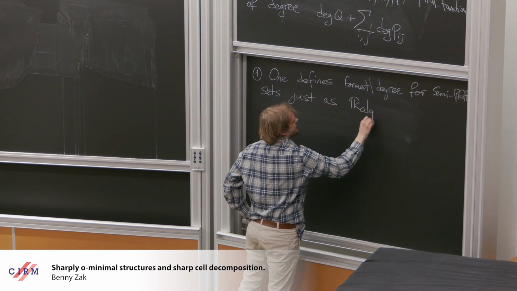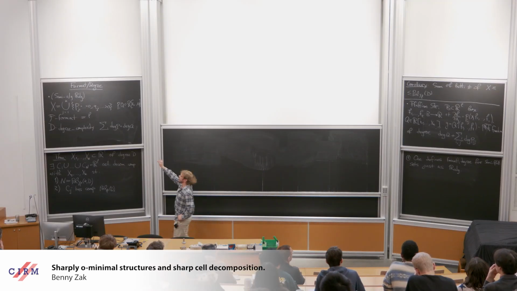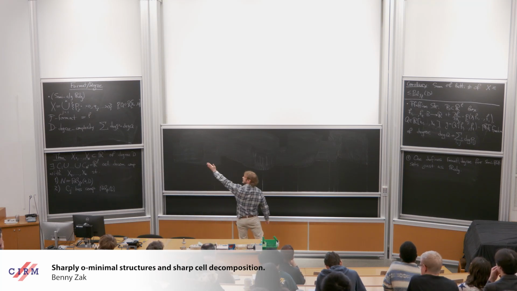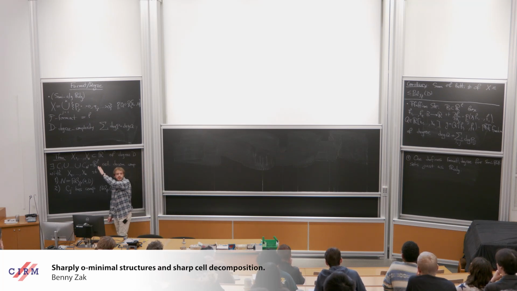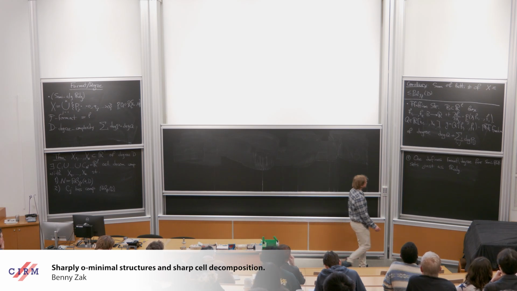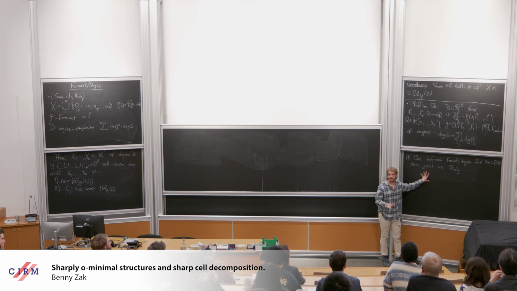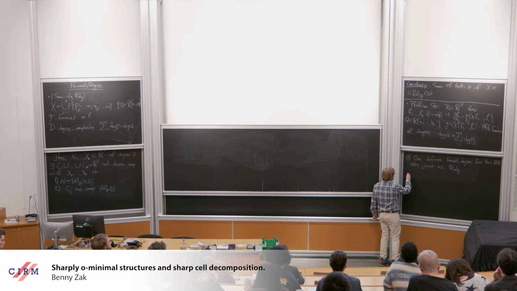So what is a semi-Pfaffian set? A semi-Pfaffian set is just like a semi-algebraic set, only these p's and q's are now Pfaffian functions and not polynomials. So very simple concept. And once you have such a set, you define the same thing. The format is the number of variables, and the degree is the sum of the degrees of the Pfaffian functions in this semi-Pfaffian set. Okay, but a semi-Pfaffian set is not an o-minimal structure. The projection of a semi-Pfaffian set is not necessarily semi-Pfaffian.